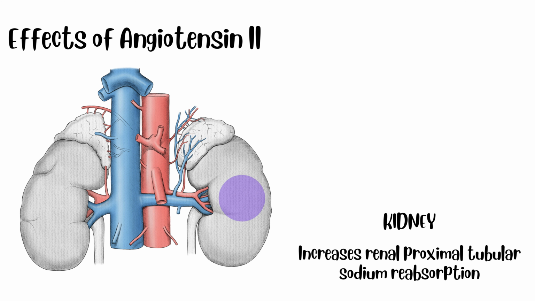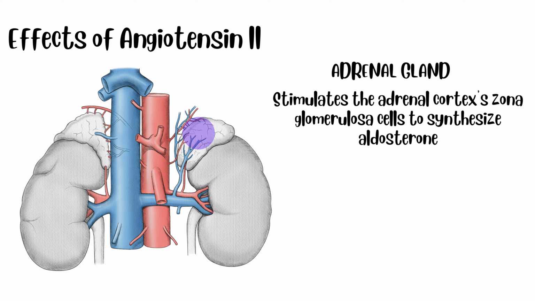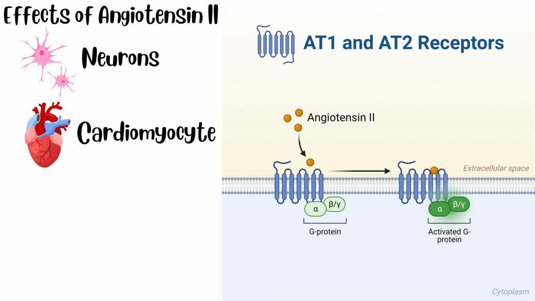Angiotensin 2 is a potent pressor molecule that increases renal proximal tubular sodium reabsorption and stimulates the adrenal cortex's zona glomerulosa cells to synthesize aldosterone. It can bind to G-protein-coupled angiotensin 2 receptors, AT1 receptor and AT2 receptor, present in various tissues, including the brain's neurons, cardiac and vascular smooth muscle, and the adrenal cortex's glomerulosa cells.